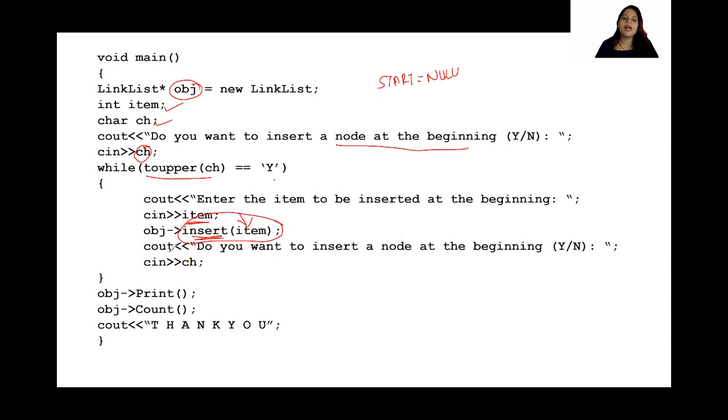Okay, and then once I check that, if it is not yes, if it is no, then I'm directly going to print whatever nodes are there in my linked list, and also I'm going to count and print them, and I'm going to say thank you. Okay, let me show you the output which is given in your textbook, so it's going to be more clear.